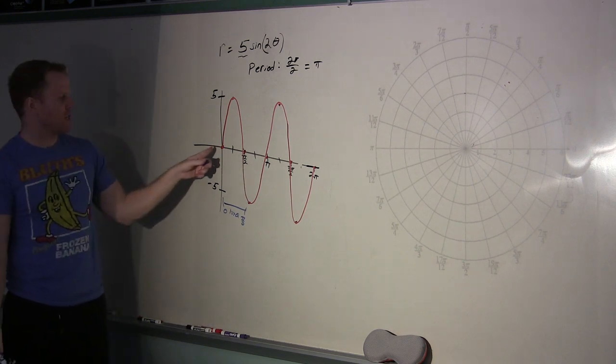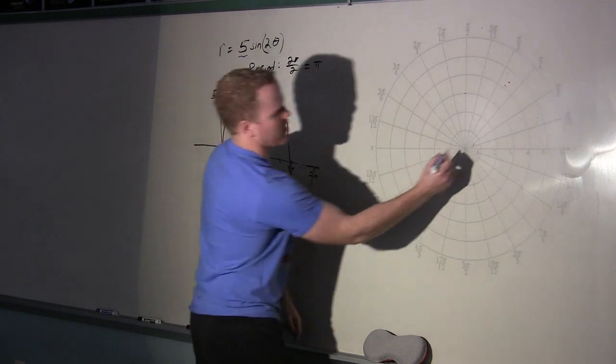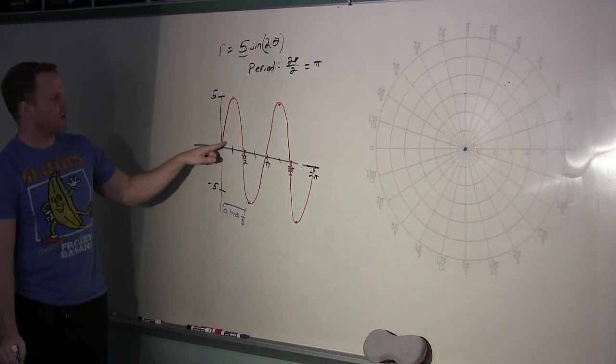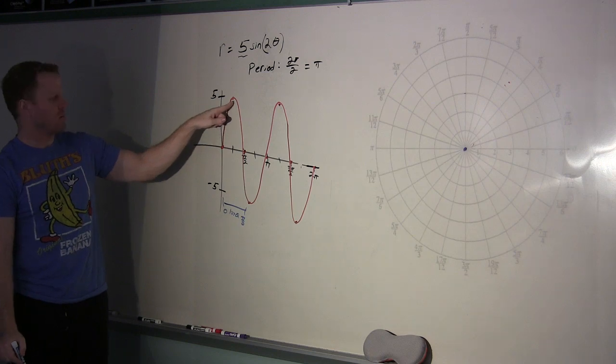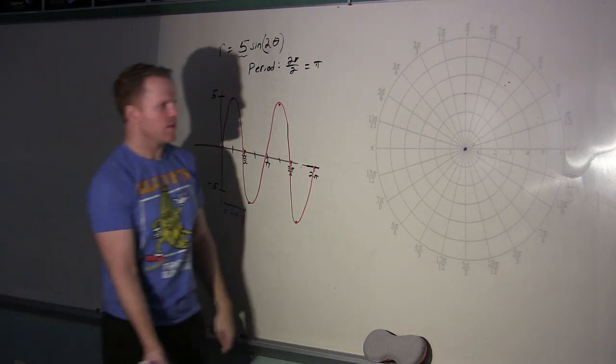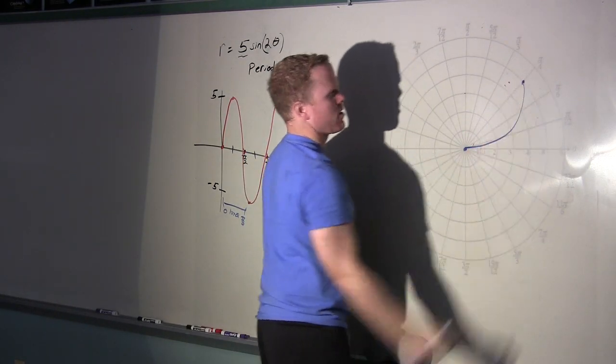That's as nice as it could possibly get. All the r's are positive. So we start at 0, or at the pole. And then as theta gets bigger, r just gets bigger and bigger until we get to pi over 4, and that's when r is its biggest at 5. So here, we should just be getting bigger and bigger.